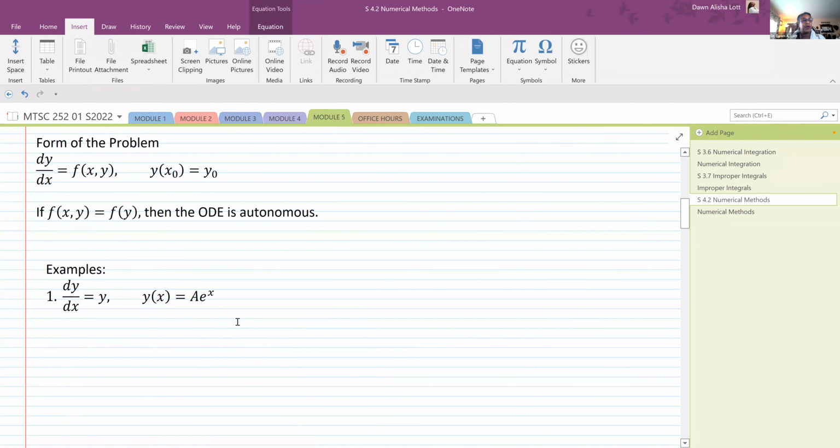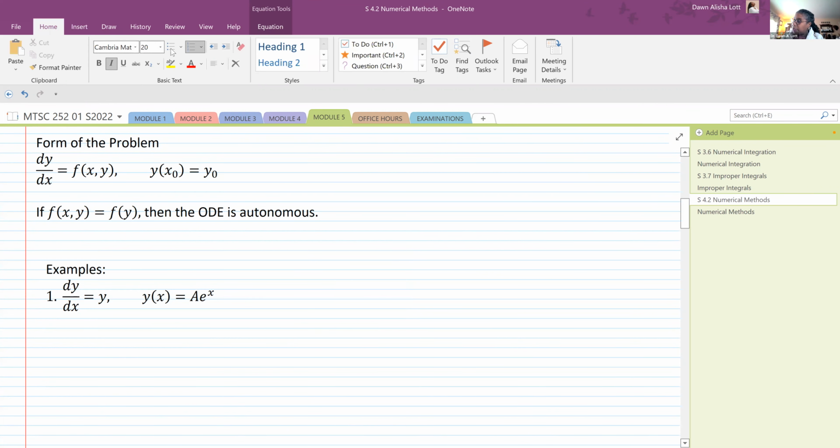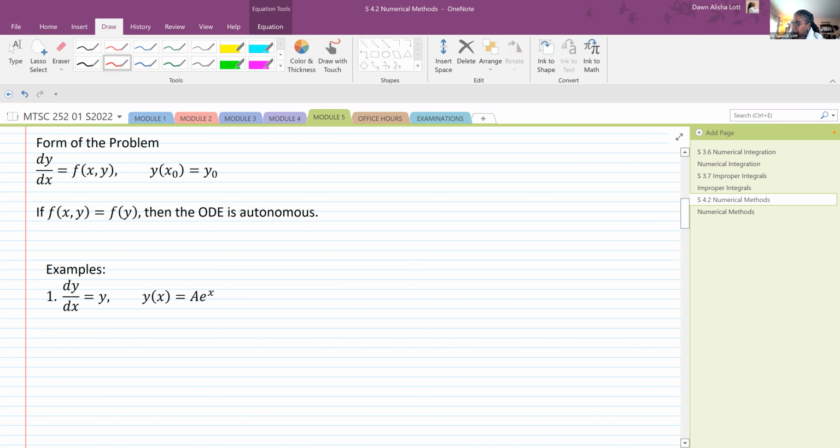All right, so here's the first example, and let's show that this truly is the solution. This is the differential equation, so the ordinary differential equation is this part, and this is its solution. We're going to prove that. So y of x is a e to the x. What is its derivative, dy dx? We're assuming a is a constant.